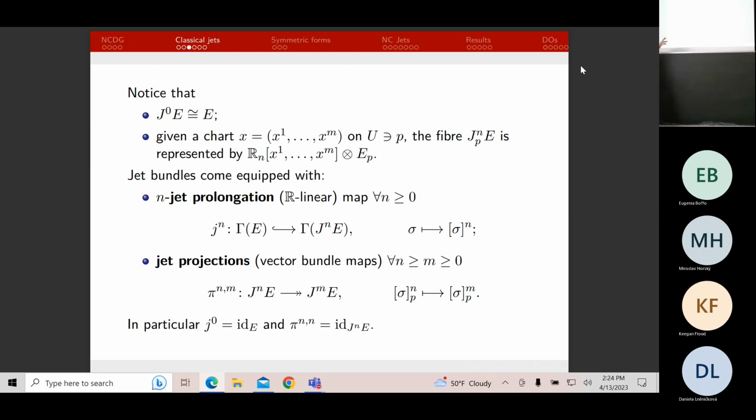Okay, not only that, but for every n greater than m, we have a projection which essentially forgets the higher order approximation and maps the nth order approximation into its mth order approximation. Two properties: the zero prolongation is the identity, and the projection from n to itself is also the identity. I have a question. Is the composition of projection and prolongation again some kind of prolongation? Yeah, next slide will show it.